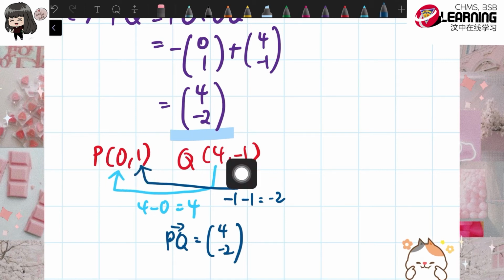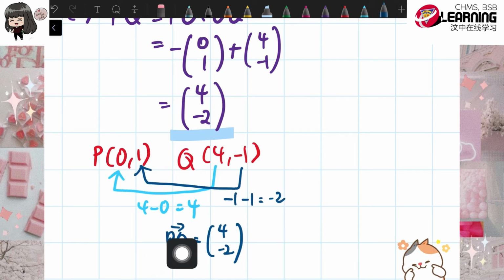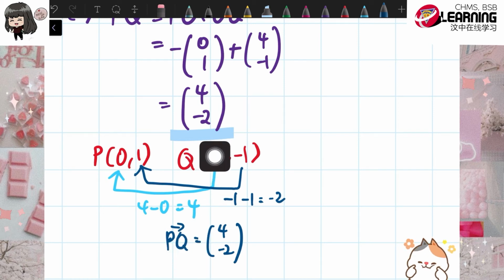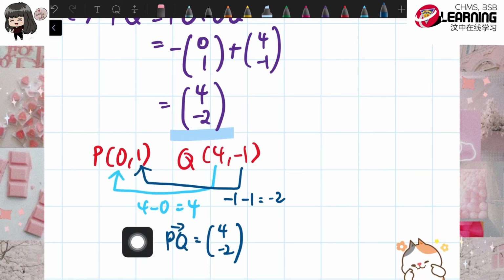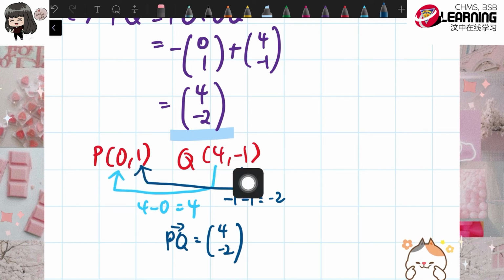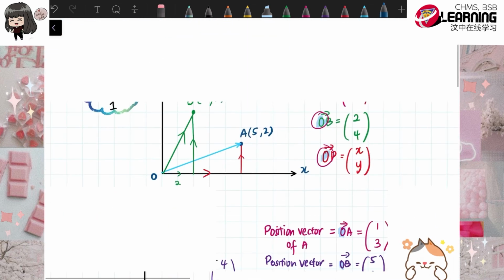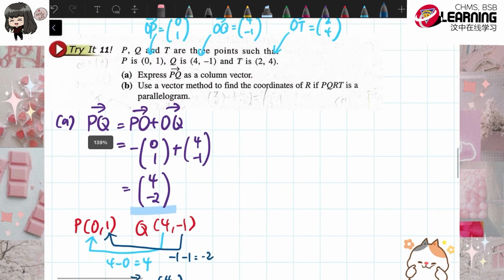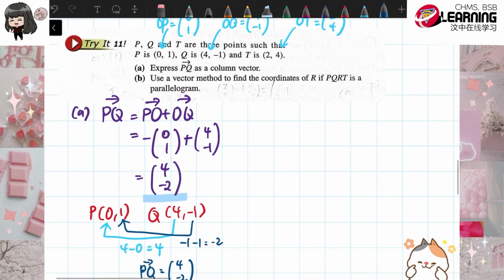You must look at P to Q, then you have to use the coordinate of Q minus P. If Q to P, then you minus Q from P. This is another method. But I'm teaching position vectors now, so I'm using the vector method to teach you.